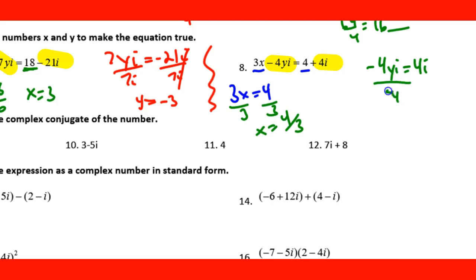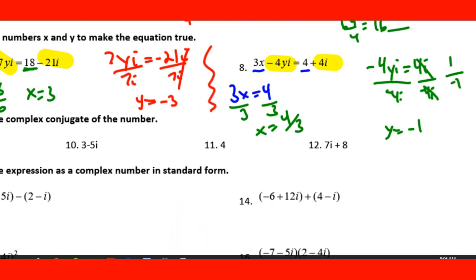Divide by -4i. Now what happens is the 4i's cancel, so I'm left with 1 over -1. So the negative right there, the negative didn't go anywhere. So that's going to be y equals -1.